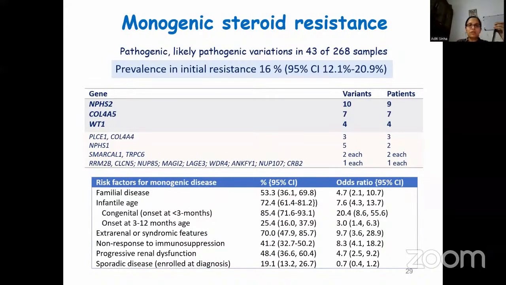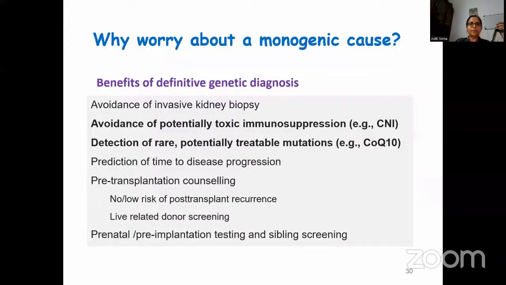The risk factors of monogenic disease were fairly similar to those reported elsewhere. Familial disease, infantile age at onset, an extrarenal phenotype, non-response, and progressive kidney disease put patients at more risk of having a monogenic cause than patients with sporadic steroid resistance.